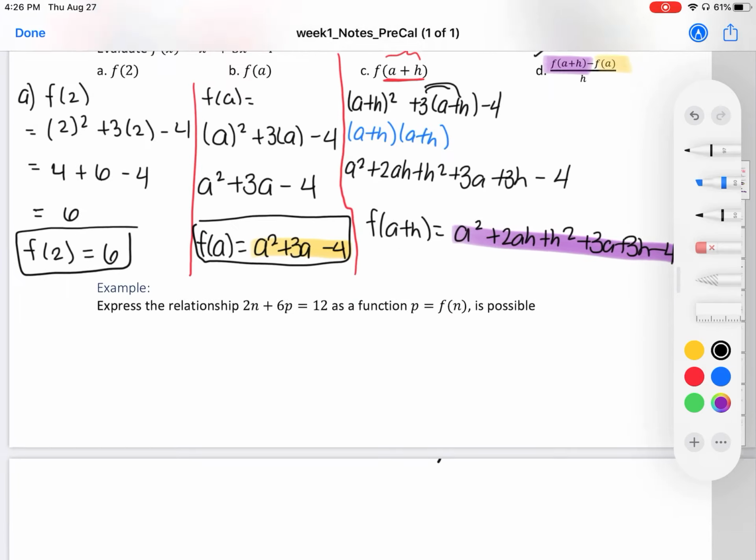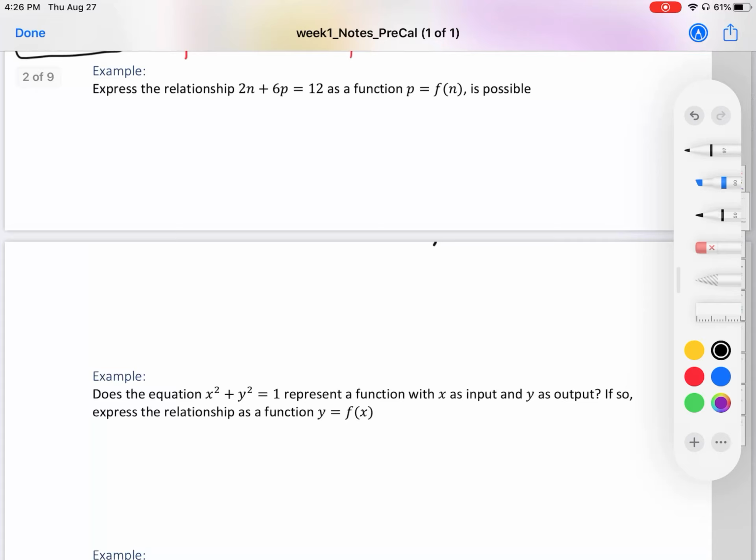Let's go on to the next example. Express the relationship 2n plus 6p minus 12 as a function of p equals f of n. What this is saying is we want to solve for p, isolate p, and make sure we write it in terms of n. So let's go ahead and solve for p. Let's get p by itself.